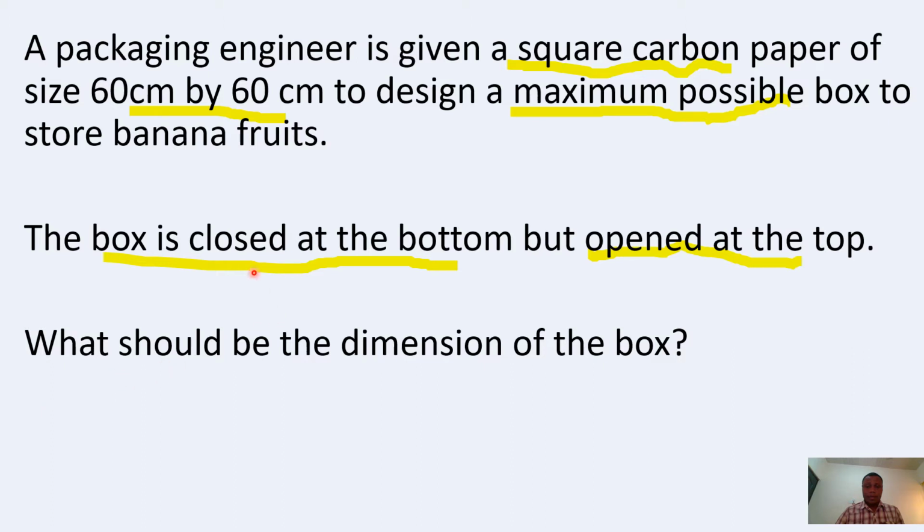The 60 by 60 will give us the total material. The square is telling us that it's a square meter. So when we multiply 60 by 60, we get the area of the square. The maximum is telling us the maximum volume the box can contain, not the minimum, the maximum volume. It means the highest amount of banana it can contain. Yes, that's what we want to look at. So let's jump straight in and see the solution.